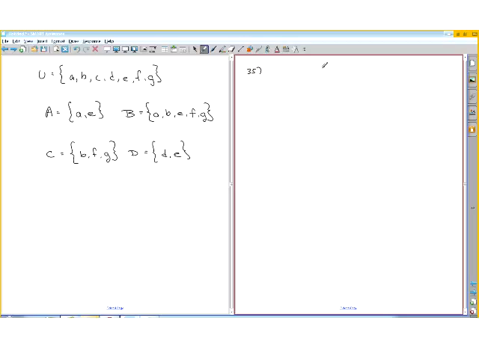Okay, 35. There are exactly 3 proper subsets of A. How many terms in A? We have 2. So we have 2 to the 2 power minus 1, which is 4 minus 1, which is 3, and therefore the statement is true. 36. There are exactly 4 subsets of D. How many elements do we have in D? We have 2. So the number of subsets is 2 squared, which is 4, and therefore that statement is true.